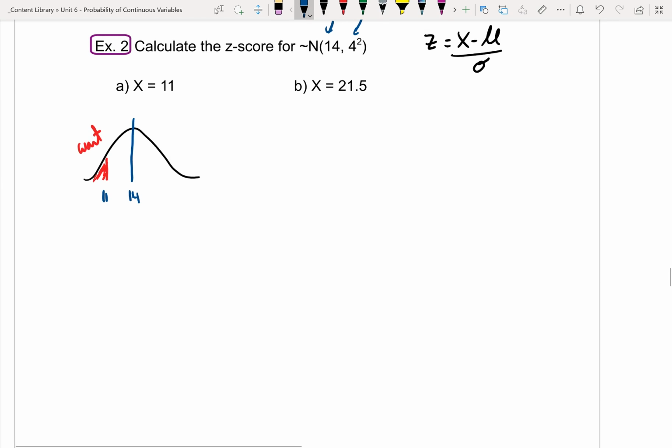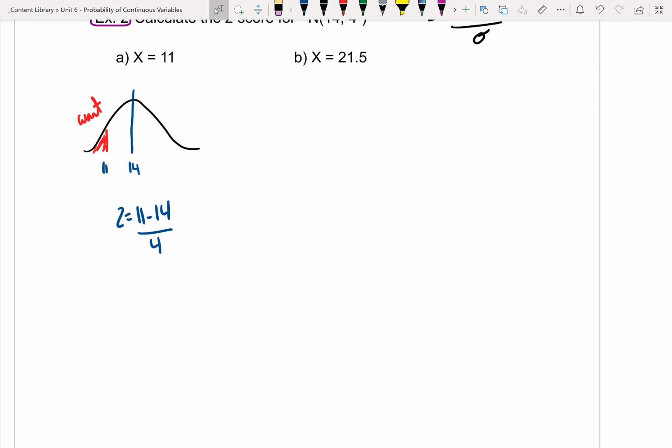So if I find my z-score, z is equal to x minus the mean, so 11 minus 14, divided by the standard deviation, which is 4. And if I do the calculation, I get negative 0.75. So this value is what you're going to use on the chart that we referenced in the last section, pages 480 and 481.